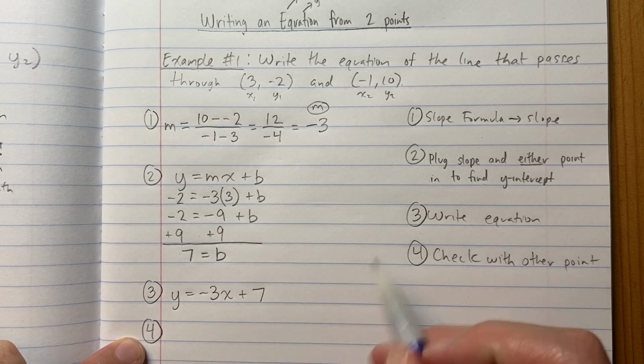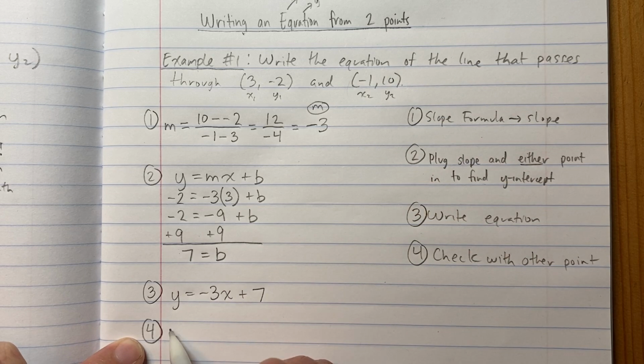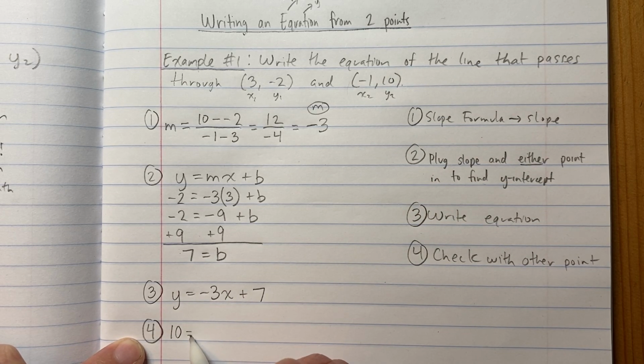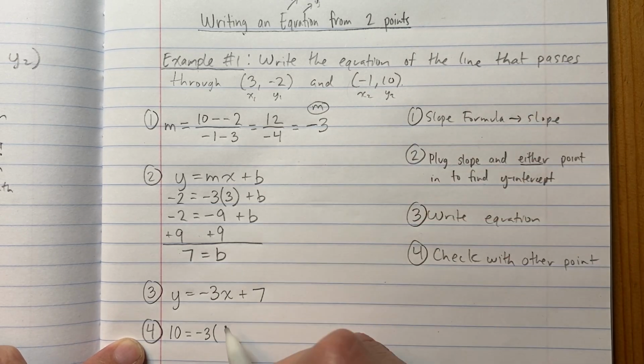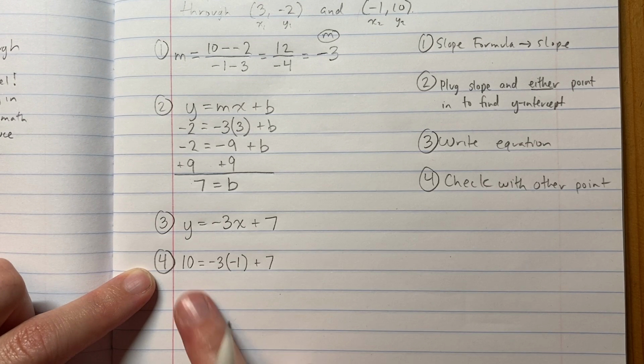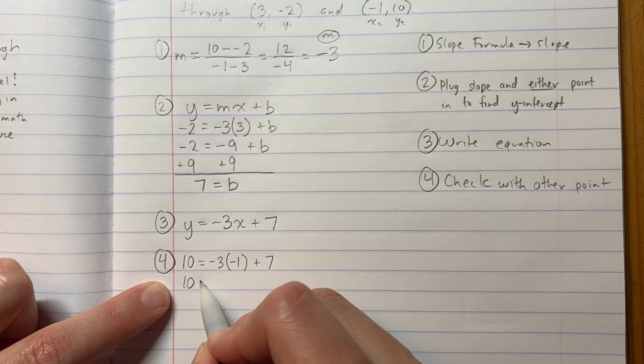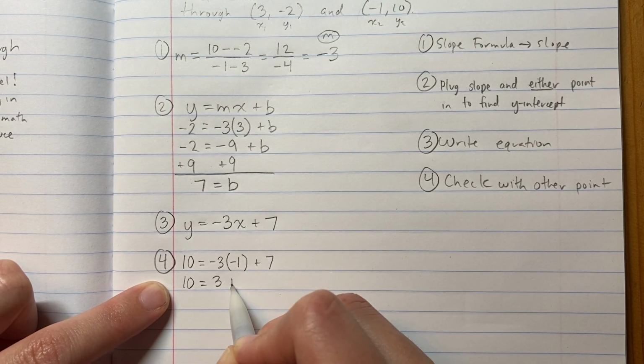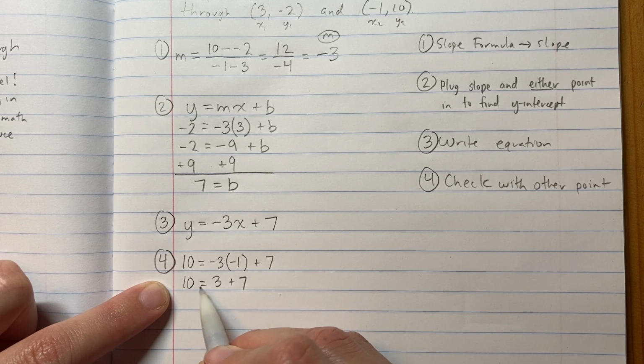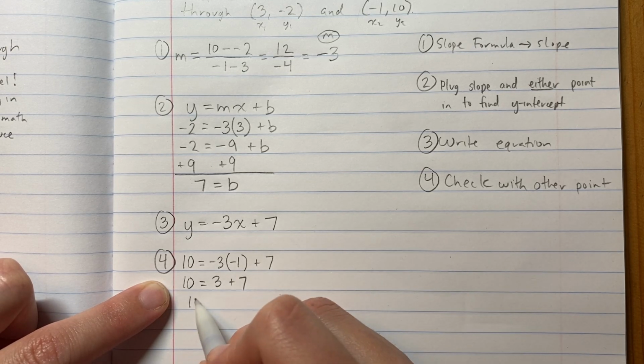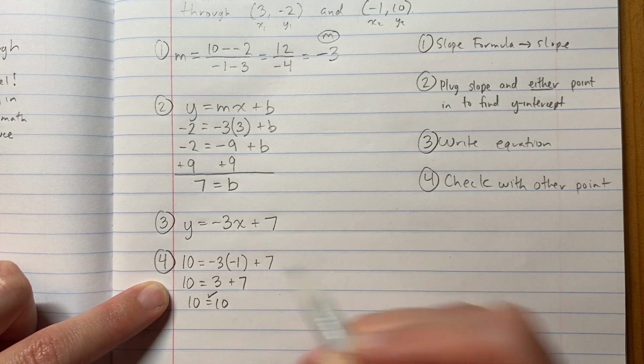Okay, so I'm going to take my other point and plug in. So I'm plugging in y equals mx plus b. And now what I do is I see, is that equation true? So negative times negative is positive. This is 3. Does 10 equal 3 plus 7? Yeah, this becomes 10 equals 10, which is a true statement.